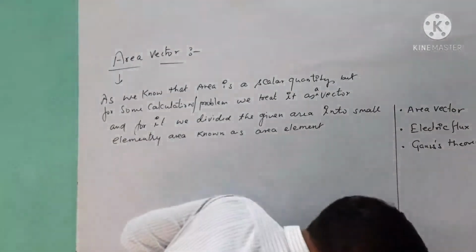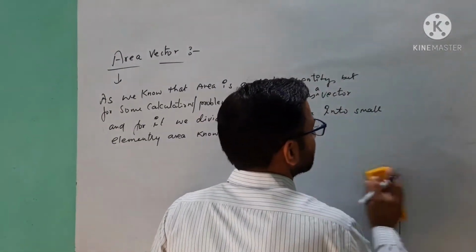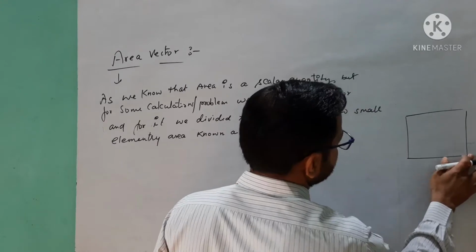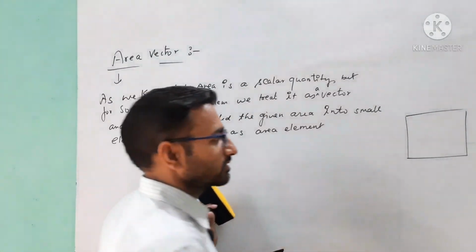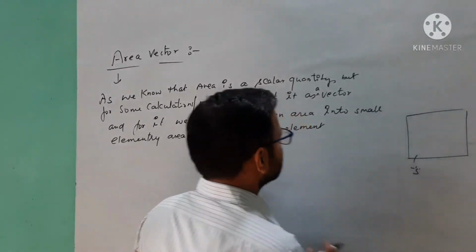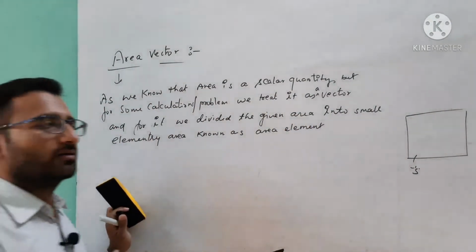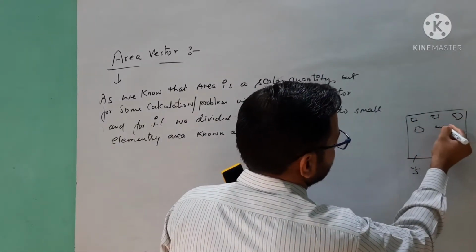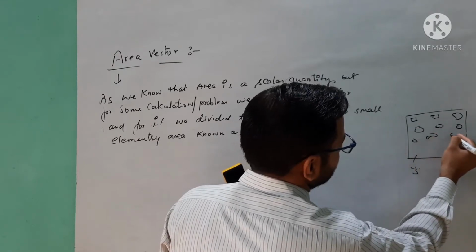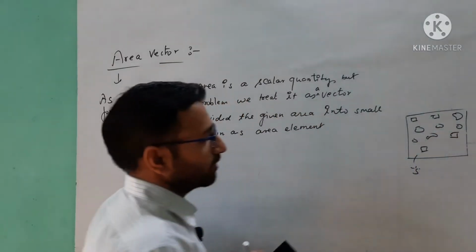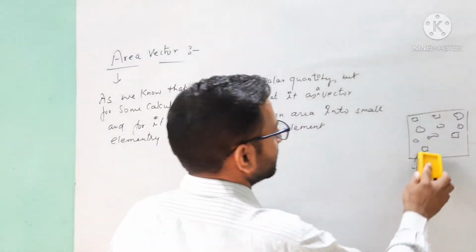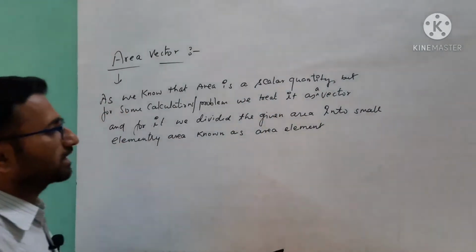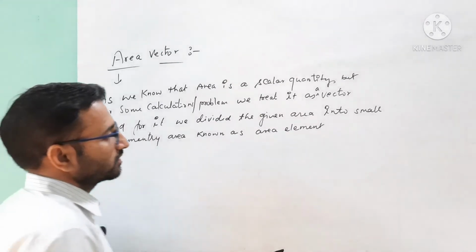This means that when we talk about the area vector, suppose we have an area like this. This is a closed surface area S, and we are finding the area vector. If we want to treat it as an area vector, we will divide it into small area elements like this, irregular in shape. When we divide it into small area elements, we think about the orientation of these elements.